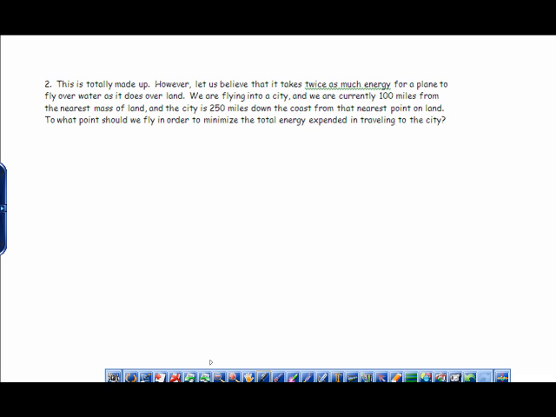Okay, so this next problem is totally made up, meaning that this is not taken from real life data. In fact, this really wouldn't happen this way, but it's going to practice a good concept, and we'll see in example 3 where it would actually happen. So it says, this is totally made up.